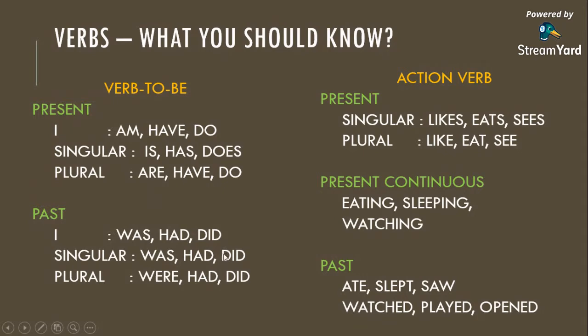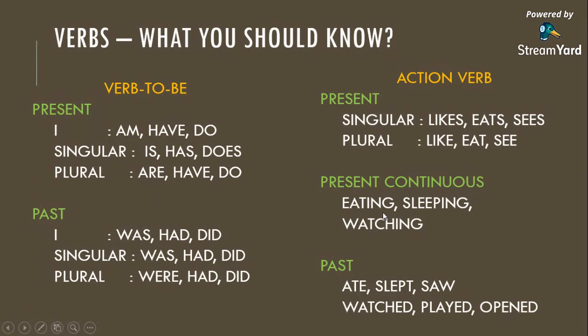And then we also have action verbs. This is what we know normally, verbs that show action. Likes, eats, sees. For plural, like, eat, see. Here, for singular, it is he likes, she eats, it sees. And then for plural, they like, we eat, they see, and so on and so forth.